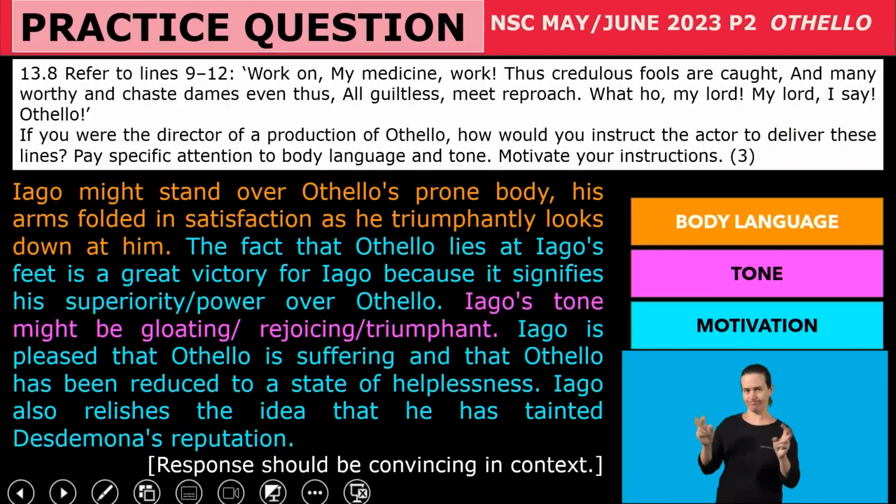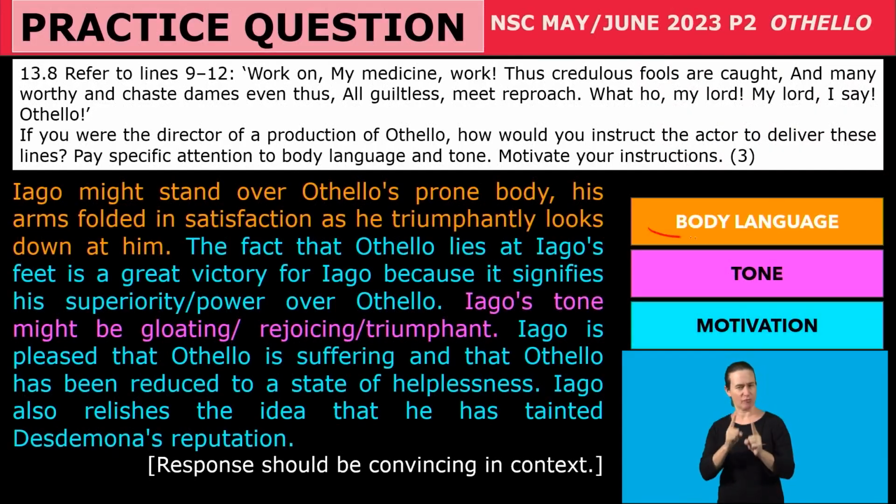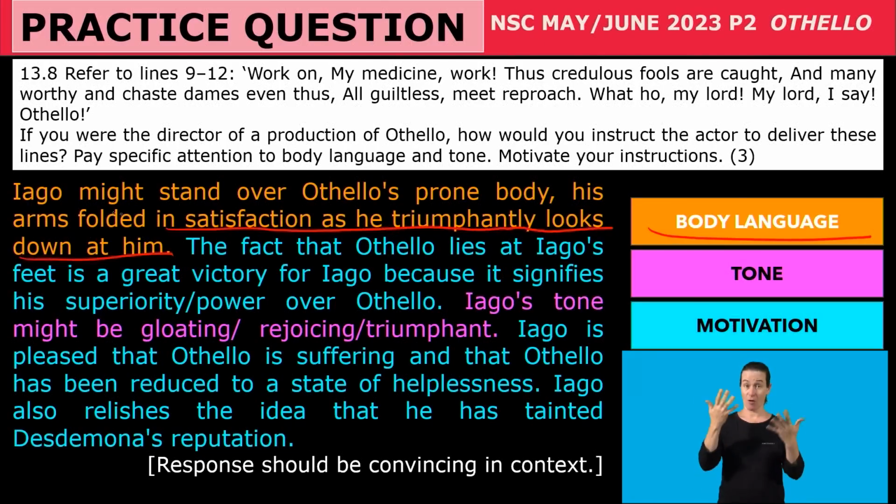So, how would we stage direct this? So, firstly, let's look at the body language. Iago might stand over Othello's prone body, his arms folded in satisfaction as he triumphantly looks down at him. So, his arms folded. We are dealing with physical actions here as part of the body language, right?